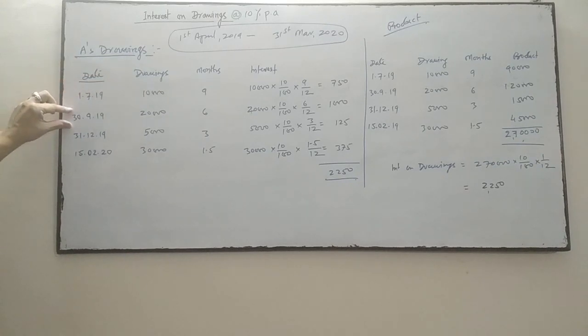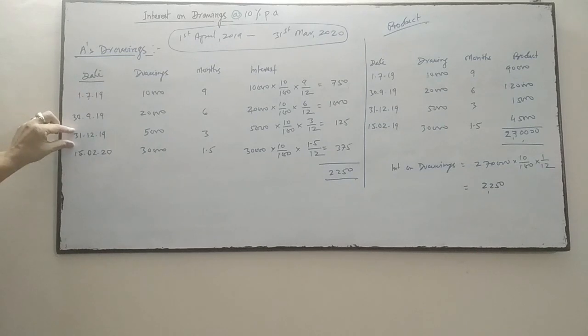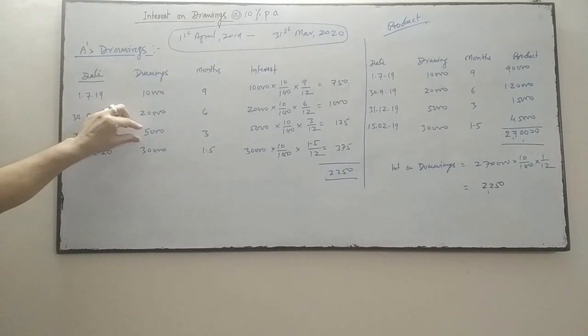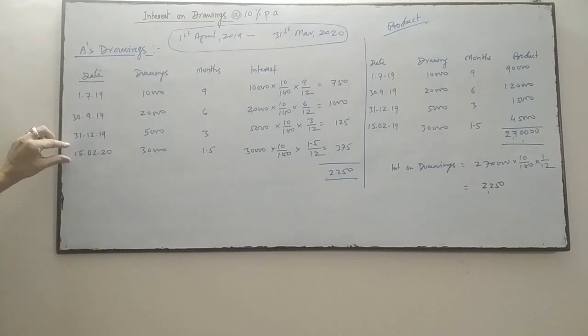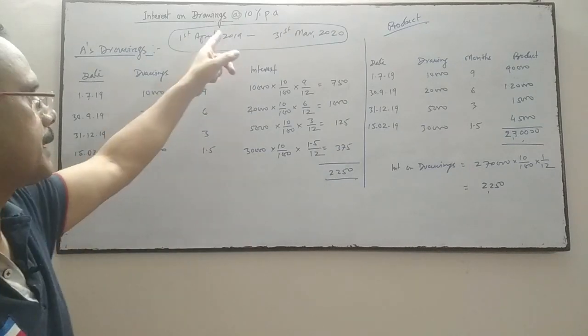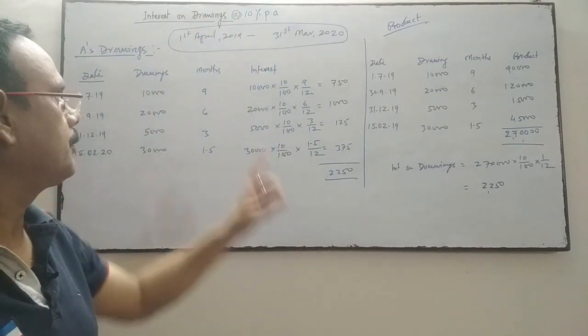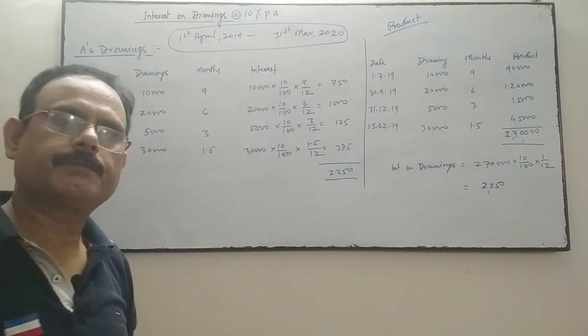On 30th September, he has withdrawn 20,000 again. On 31st December 2019, he has withdrawn 5,000. And 15th February 2020, he has withdrawn 30,000. Rate of interest on drawing is at the rate of 10%.